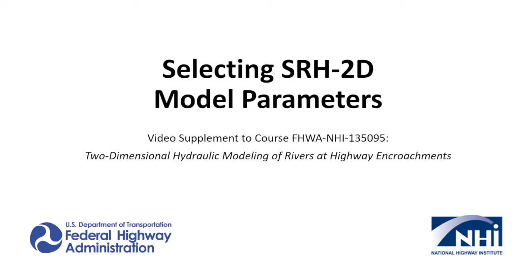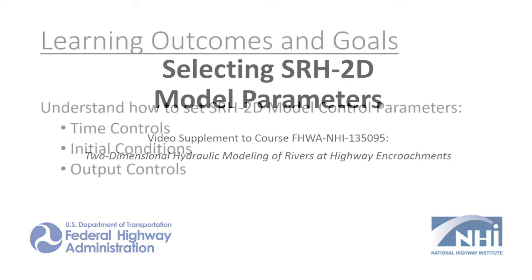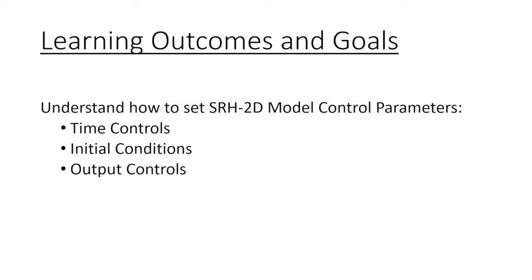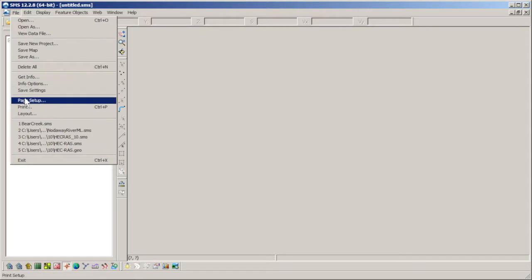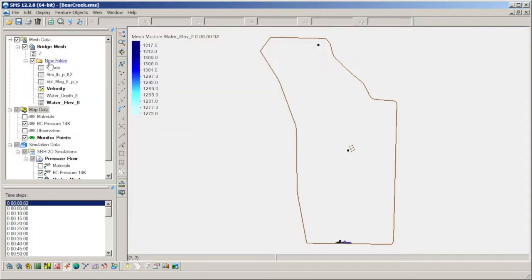This video covers the explanation and use of the various model parameters for SRH located in the model control in the SMS interface. This includes time controls, initial conditions, and output controls. We'll start with a project that already has an SRH simulation built.